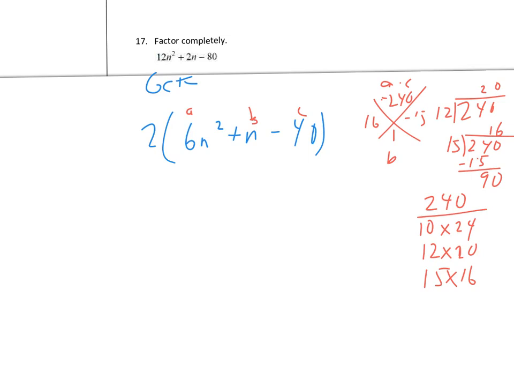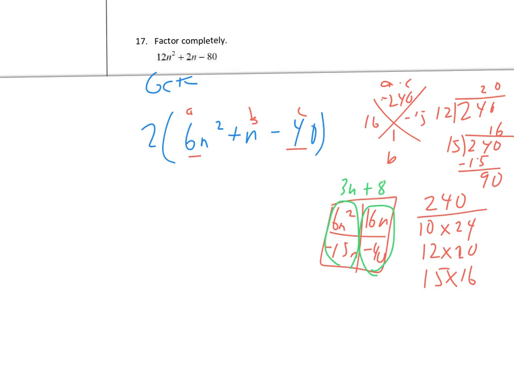Now I can use the grouping for this, or I'll use the box on this one. So the inside out box, you put 6n squared, you put negative 40, and then these guys go here and here with an n. And then I do the GCF going this way, and so that's going to be 3n. GCF going that way would be 8. And then GCF going this way would be 2n. And then GCF going this way would be negative 5.